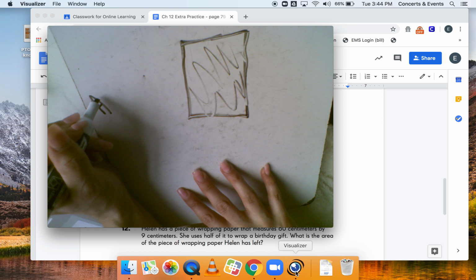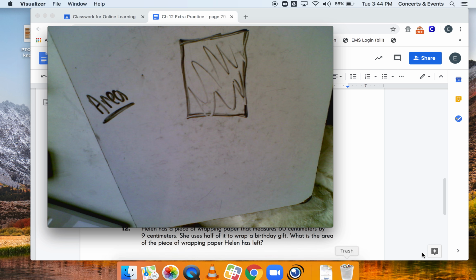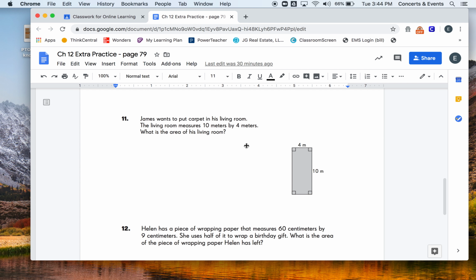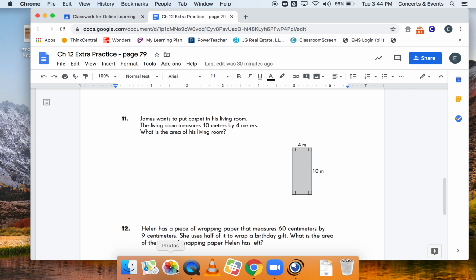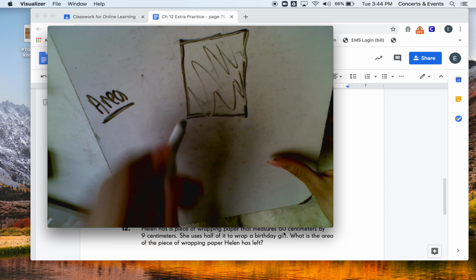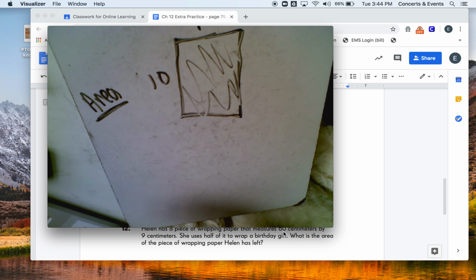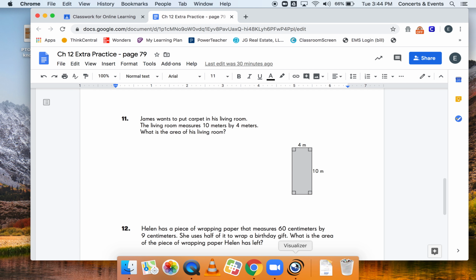So already I know that we're working with area here because he wants to put something on the inside of his floor. The living room measures 10 meters by 4 meters. Again, the longer number is on the longer side and the shorter number is on the shorter side. And it says, what is the area?